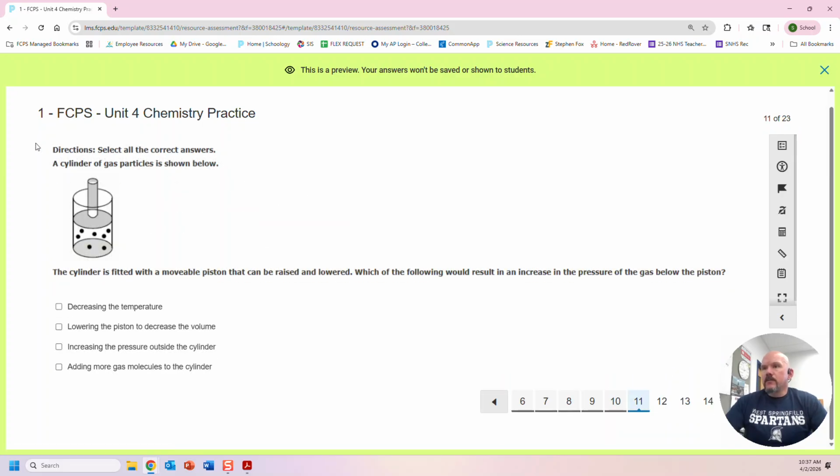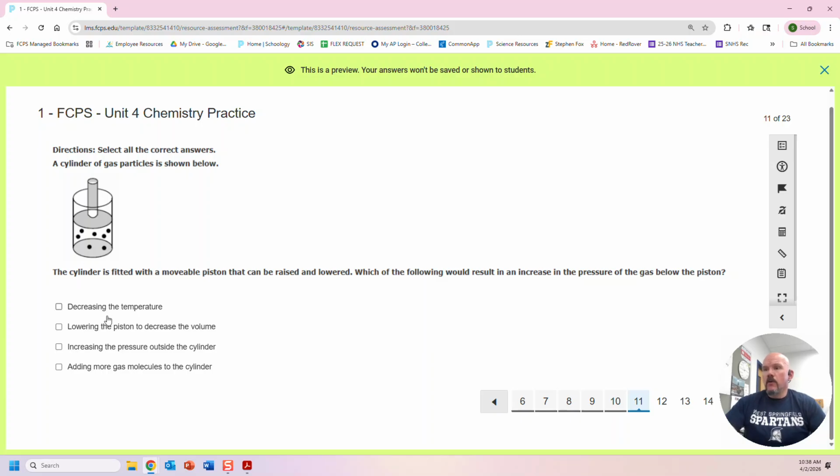Notice this one is multiple choice, but we could have multiple correct answers. It's asking which of the following would result in an increase in pressure of the gas. We have to increase the number of collisions to increase the pressure, right? A couple ways we can do that. If we had more gas particles, that would be more collisions. If we heated them up, they would move faster, and that would be more collisions. If we lowered the piston and decreased the volume, now it's the same number of particles moving around at the same speed, but in a smaller space, so they're going to collide with the walls more often. That would increase the pressure. So that's what we're looking for.